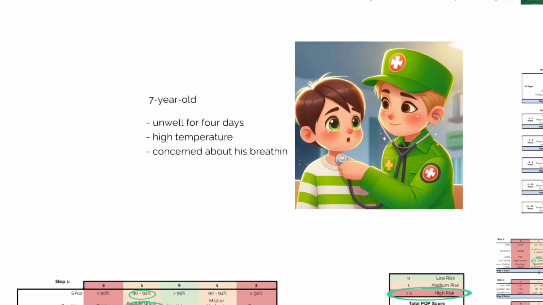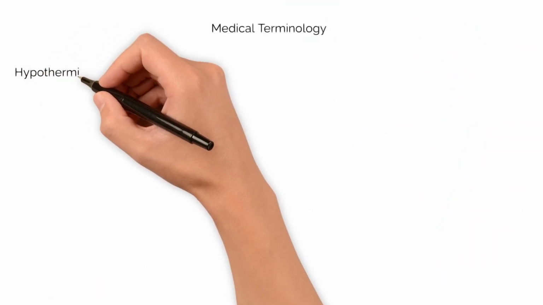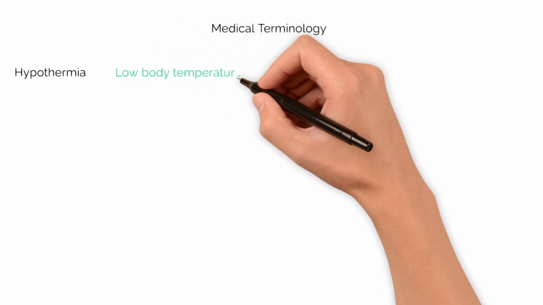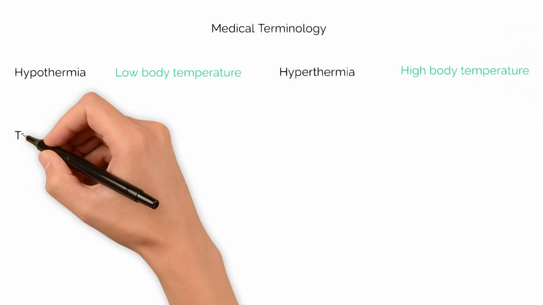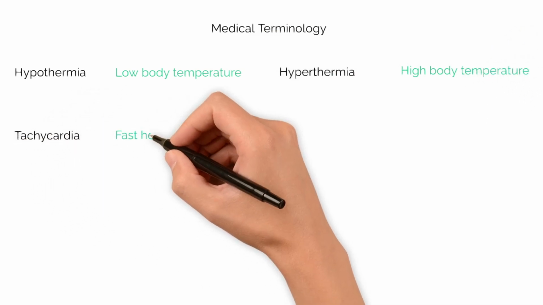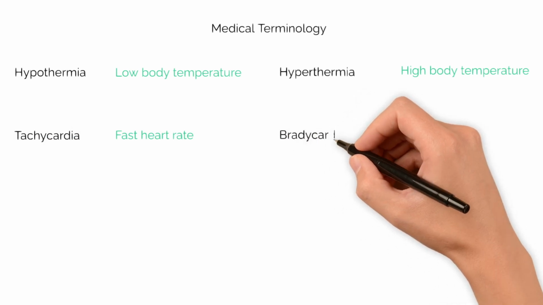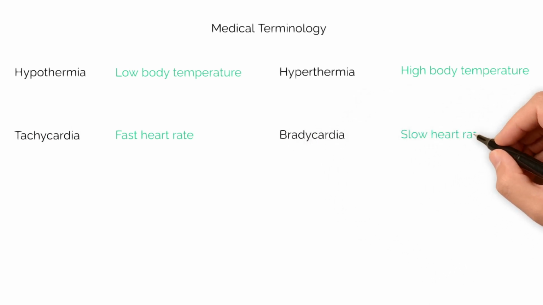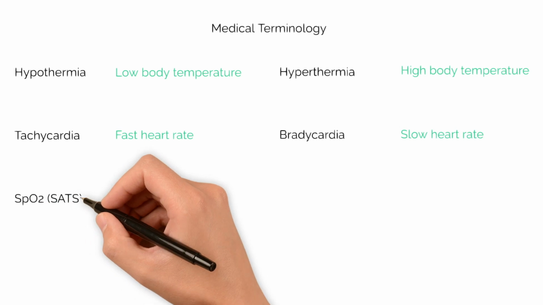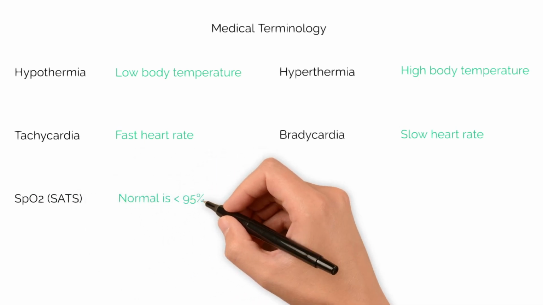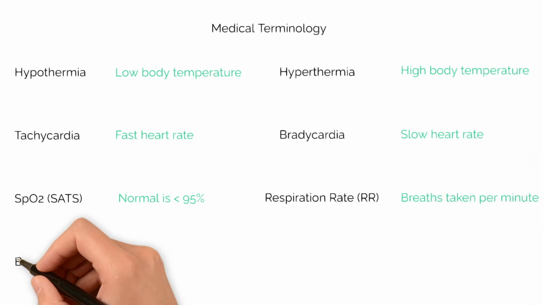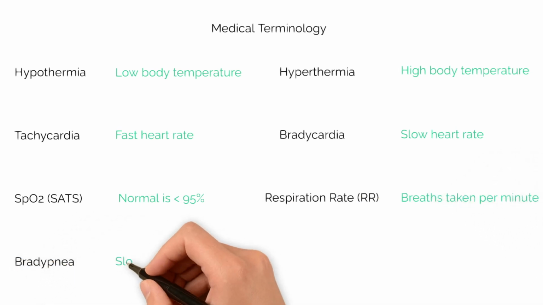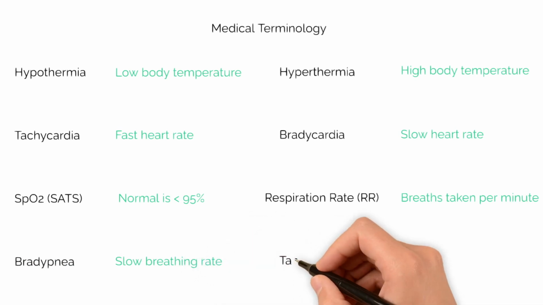Let's break down a few key terms commonly used in paediatric care. Hypothermia, which is low body temperature. Hyperthermia, which is high body temperature. Tachycardia, which is a fast heart rate. Bradycardia, which is a slow heart rate. SpO2 or SATs, which are the oxygen saturations in the blood. Respiration rate, which are the breaths taken per minute. Bradypnea, which is slow breathing rate, and tachypnea, which is a fast breathing rate.